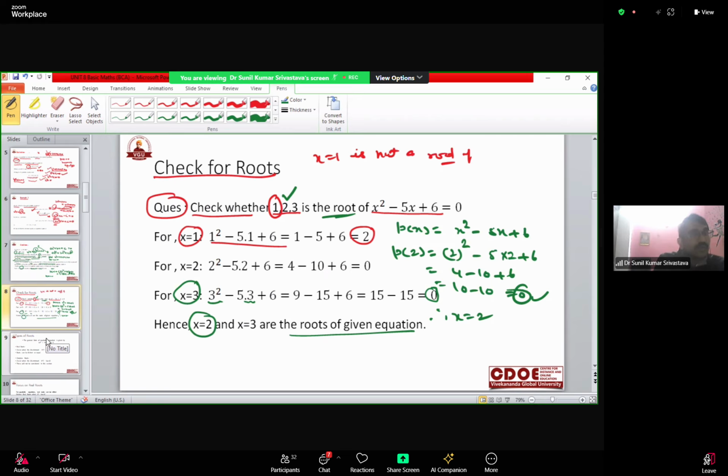So at x = 1, the value of the polynomial is not equal to 0, so x = 1 is not a root of the polynomial. But at x = 2 and at x = 3, the value of the polynomial becomes 0. So x = 2 and x = 3 are the roots of this quadratic equation. So in this way, we can check whether the given values are the roots of the given polynomial equation or not. By doing that, we can analyze our answer here.